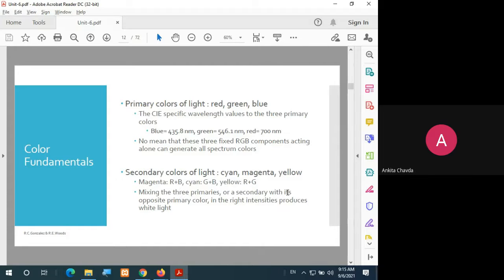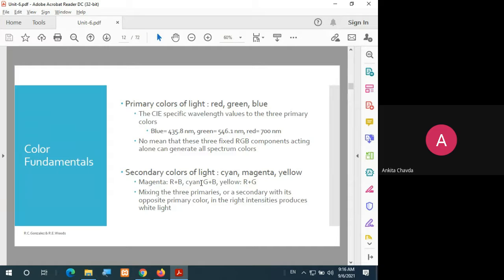Does that mean these colors are fixed, and RGB components acting alone can generate all the spectrum colors? No, not alone. You have to mix, you have to combine, then it will generate secondary colors. So what are the secondary colors of the light? They are cyan, magenta, and yellow.